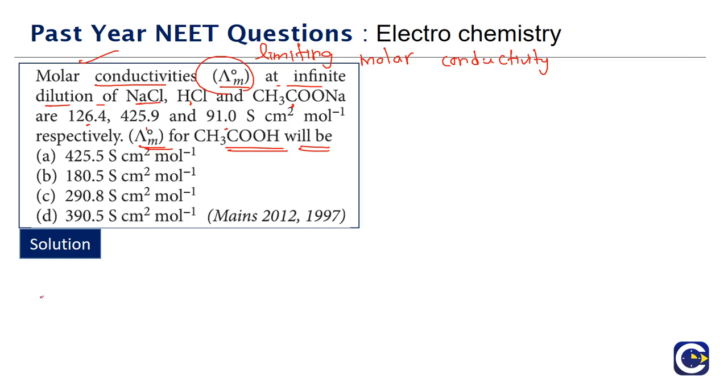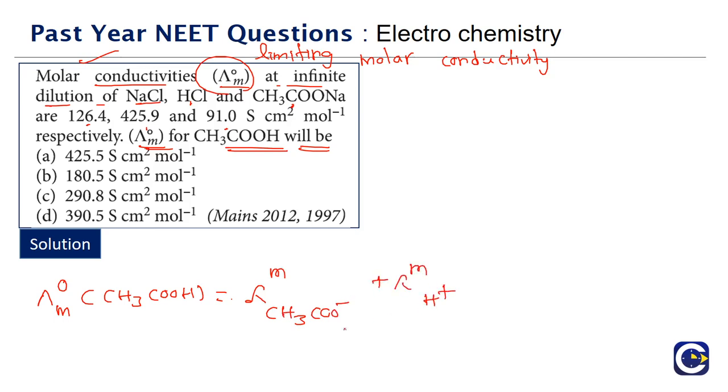So we have to first look at lambda m naught of acetic acid. When acetic acid dissociates, it gives us acetate ions and H plus ions, which means that it will be equal to the molar conductivity of the acetate ions plus the molar conductivity of the H plus ions. This sum is what we have to find. So how are we going to find it? We are going to find it based upon the given equations.